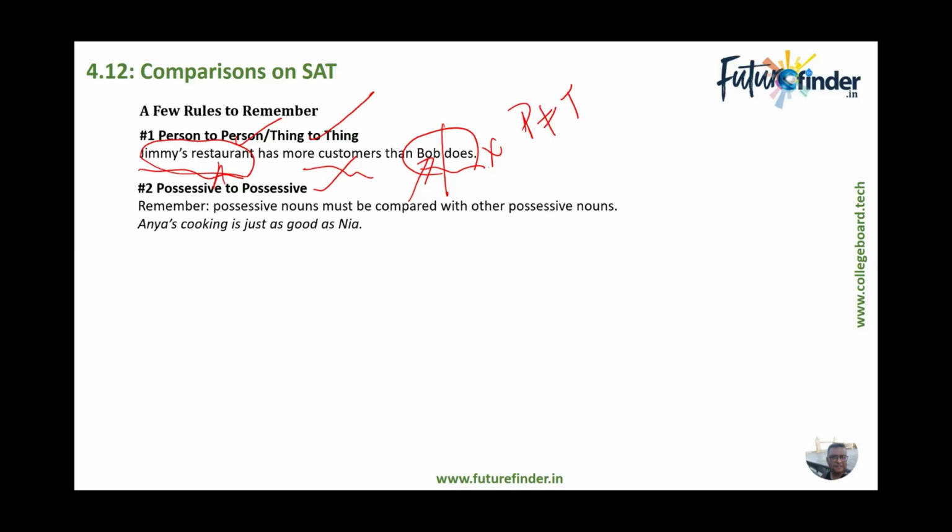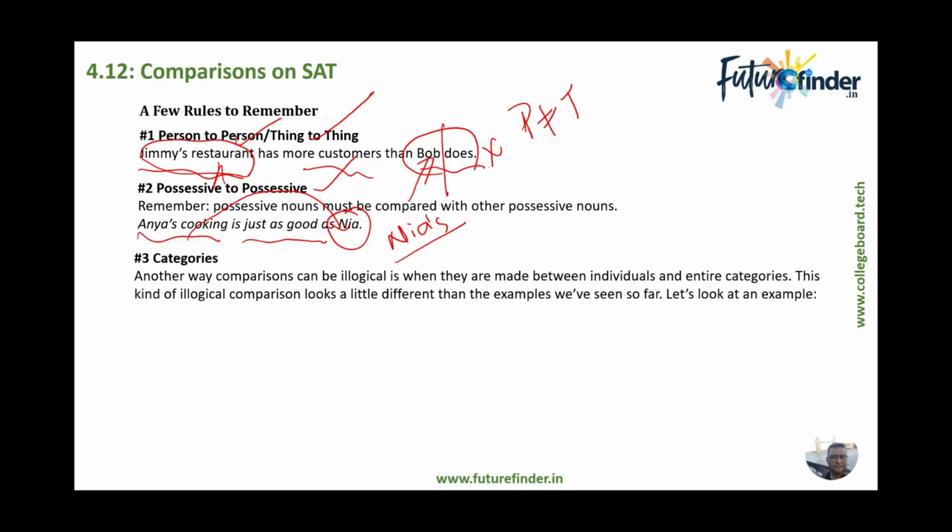So all possessive nouns must be compared to possessive nouns. So we cannot compare something like this: Anya's cooking is just as good as Nia. No, we cannot do that. If you're willing to write it like that, then it is compared to Nia's cooking. It cannot be compared directly to Nia. So the possessive has got to be compared to a possessive.